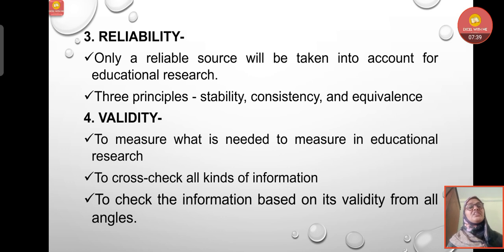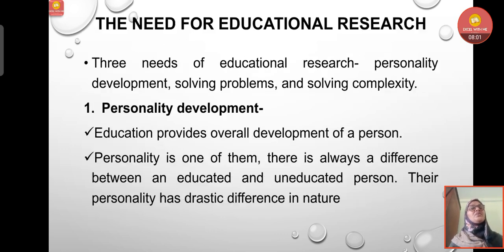Then the fourth nature is validity. To measure what is needed to measure in educational research, valid things should be there. Then to cross check all kinds of information again and again, to check the information based on its validity from all the angles. Whatever angle we take, that should be valid, whatever things we are doing. So this is the nature of educational research.